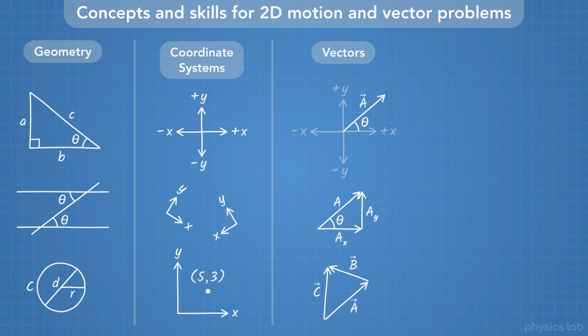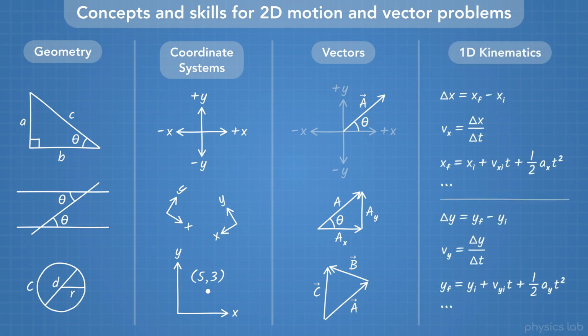We should be able to at least roughly draw a vector when given its magnitude and angle. We should also be familiar with the different ways that a vector's angle can be described relative to other axes or directions. We need to know how to find the components of a vector and how to find its magnitude and angle. And we also need to know how to add vectors, either graphically by using the tip-to-tail method, or mathematically by adding their components.